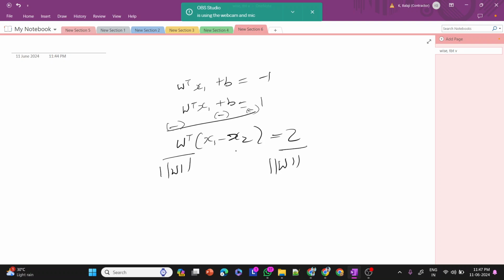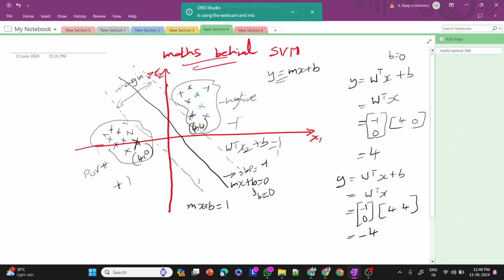Whenever we want a model that performs well in any scenario, to train a model like that, we will apply some regularization technique. In SVM, let's write this condition.